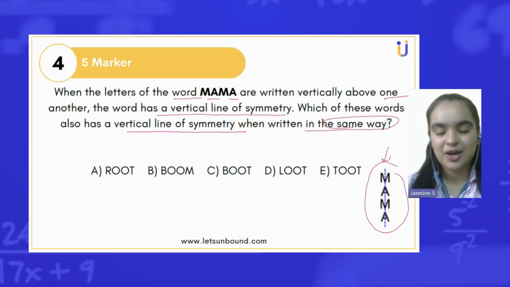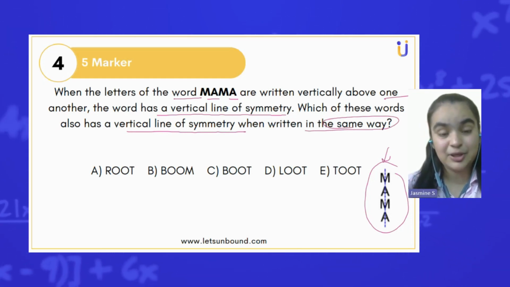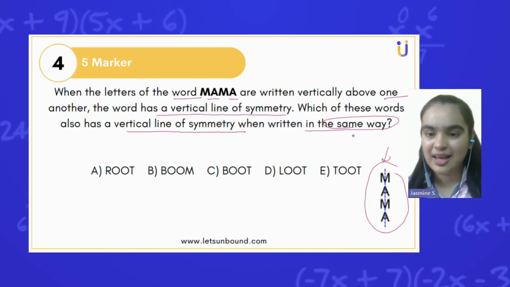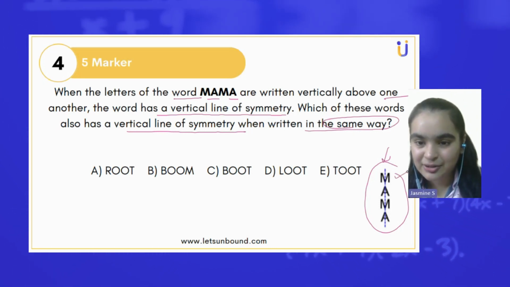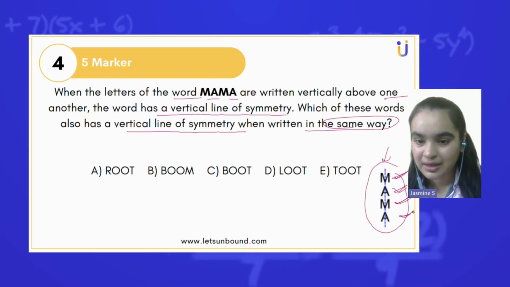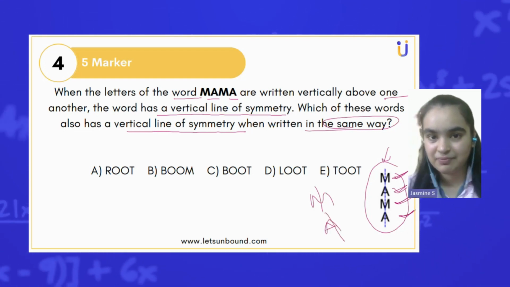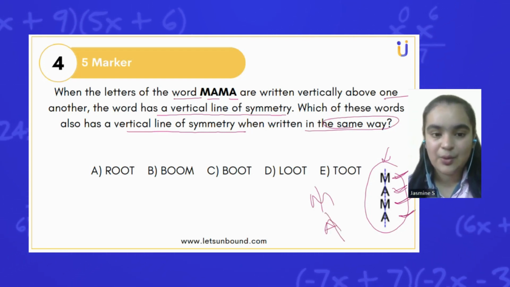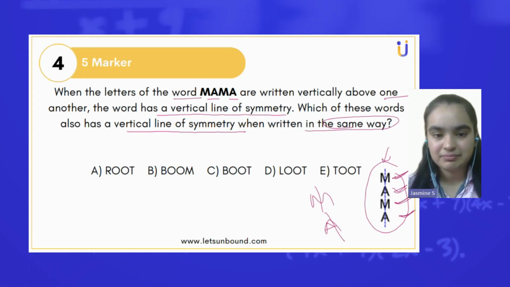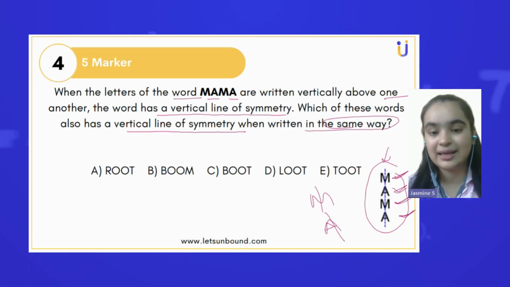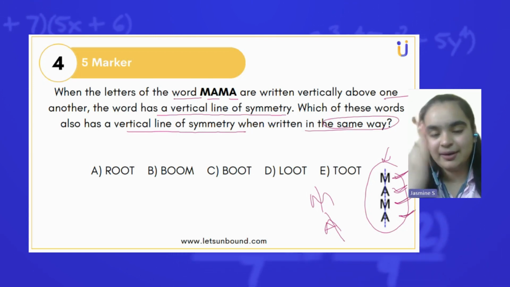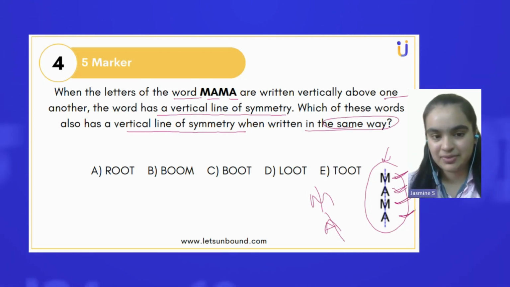One short trick that you can use to solve this question: as you can see in the figure, there are two M and two A. M and A both have one vertical line of symmetry, that we have learned, right? Let's see which of the following can have one line of symmetry like this.